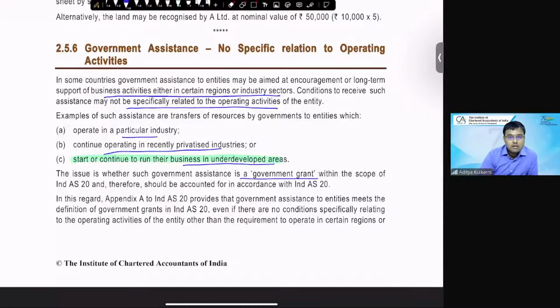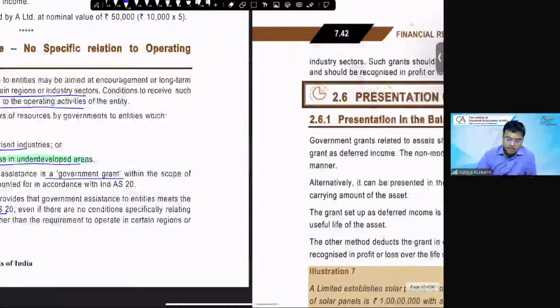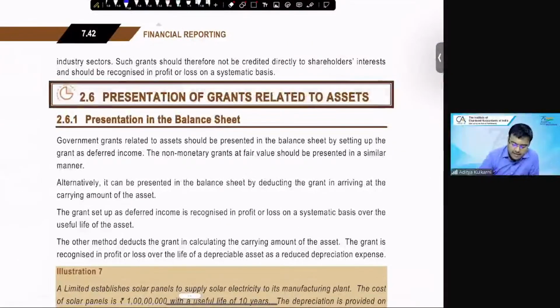So this is in relation to an appendix. Appendix A states that the assistance given to these entities meets the definition of government grants in Ind AS 20, even if no specific conditions to the operating activities are given other than the requirement to operate, and therefore we will not credit directly to shareholders' interests, but instead we will recognize in the P&L on a systematic basis.